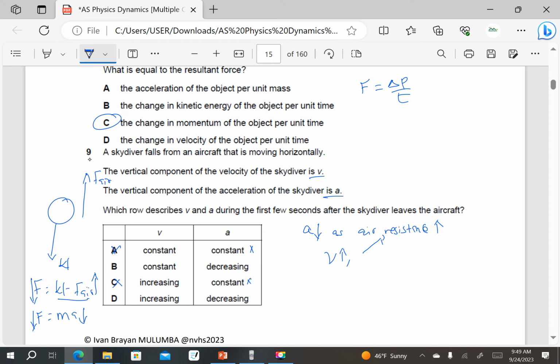Of course, the velocity component increases until it reaches a constant value. So v, the vertical component of the velocity, increases until it reaches a certain value, because they're saying which row describes v and a during the first few seconds. So v increases, but of course later on it will become constant. So the answer is going to be D. v increases in the first few seconds, but we know later on when the acceleration becomes zero, v would remain constant. So the answer is D.